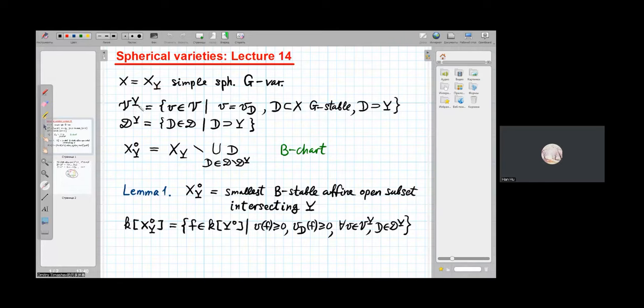For this closed orbit, I denote by V upper Y the set of G-invariant valuations corresponding to G-stable divisors in X. These divisors will automatically contain the closed G orbit. And also by D over Y, I denoted the set of all colors, all B-stable but not G-stable prime divisors on X, which contain the closed G orbit Y. So these are two finite sets.